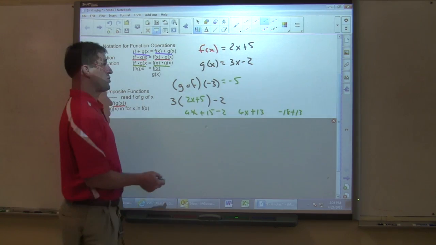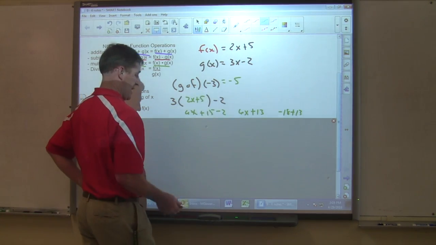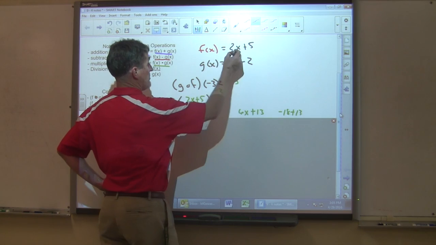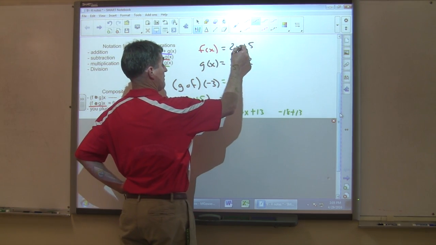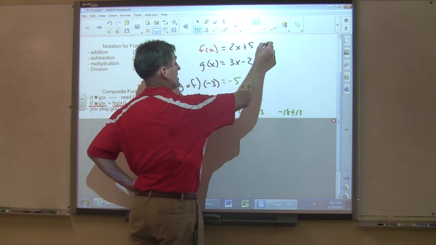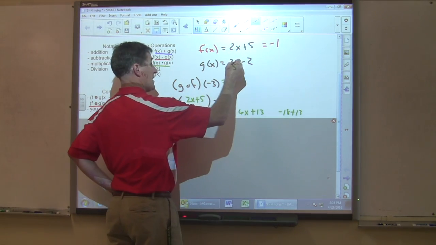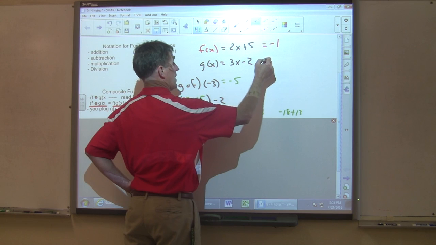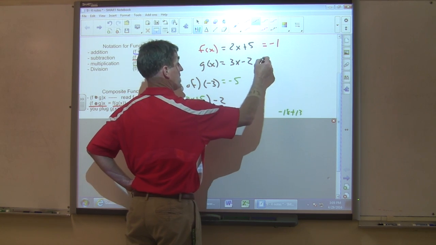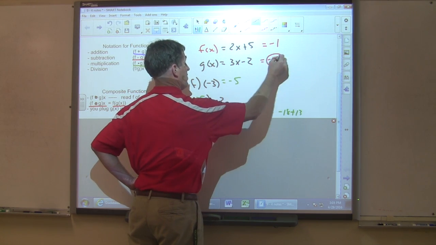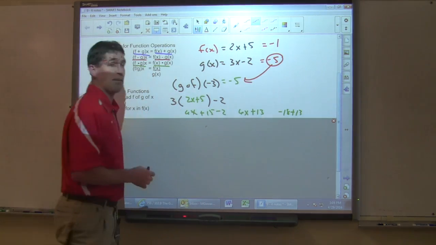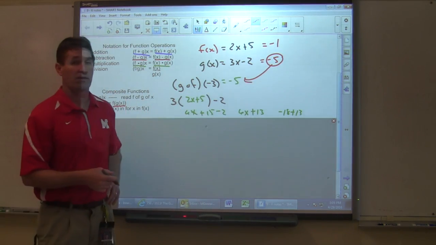The other way to do it is you can plug negative 3 into f. So I'm going to go here and plug in negative 3. 2 times negative 3 is negative 6 plus 5 is a negative 1. And then I plug that negative 1 into g. 3 times the negative 1 is negative 3 minus 2 is a negative 5. And you can see you get the same answer either way. It doesn't make any difference.